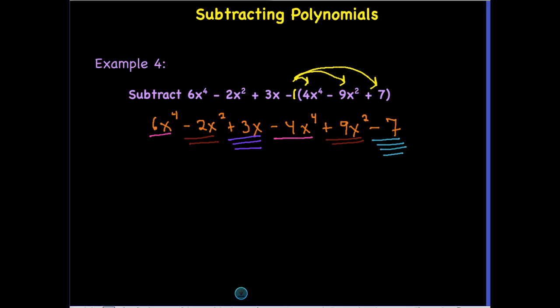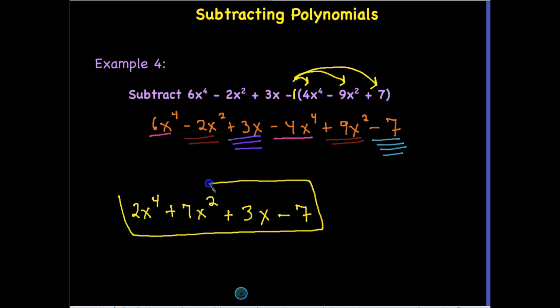Okay, so now I'm going to combine my like terms. So I have a pink term here that I'm combining with this pink term. 6 minus 4 is 2x to the fourth. Then I move on here. I have a negative 2 and a positive 9, which gives me a positive 7x squared. Then I have this term, which has nothing to combine with it, so I just write it. And then finally, on the very end, I have this constant term, which also has nothing to combine with it, so I would just write that as well. And now I have combined all of my like terms.